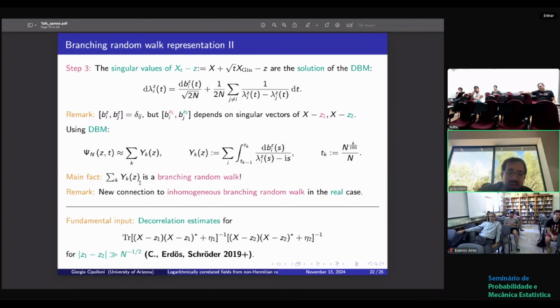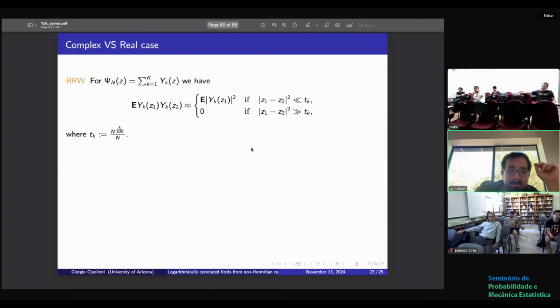So let me just briefly explain why this is a branching random walk and why we see the emergence of an inhomogeneous random walk in the real case. Okay, so after many technical steps, one can see that, as I said, this is in fact a branching random walk representation in the following sense.